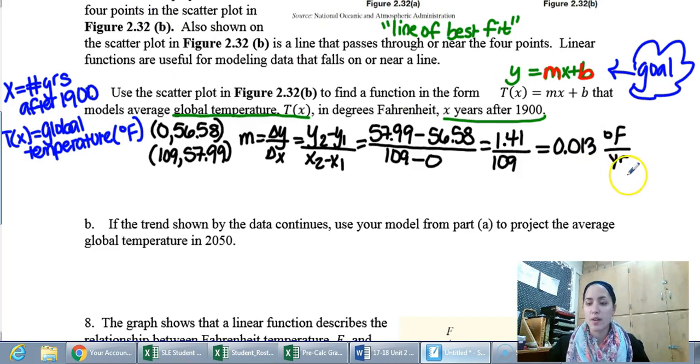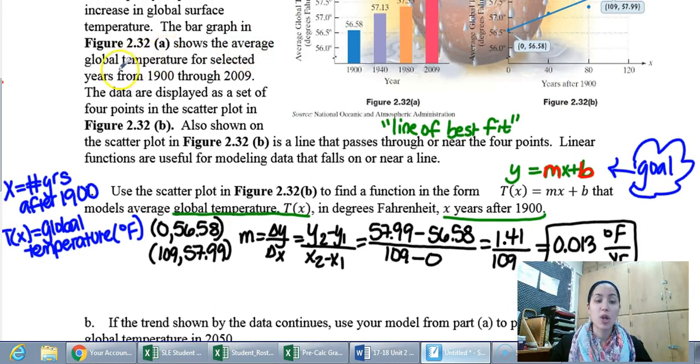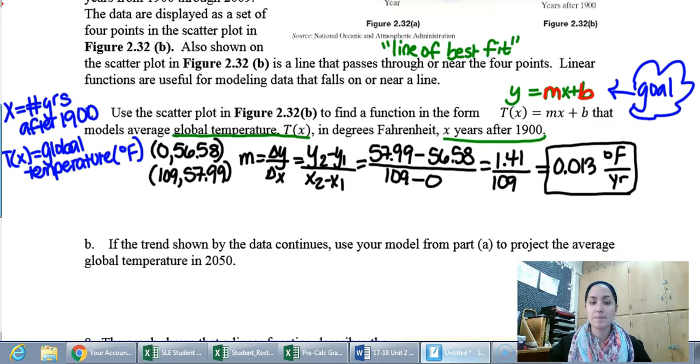And I know that might seem like a really small amount, but if you think about what you're talking about here, you're talking about the temperature of the whole planet, right? Go back up and read what we're talking about. Look, average global temperature. So that's a big deal. That's why scientists are really worried about what's happening with the temperature.